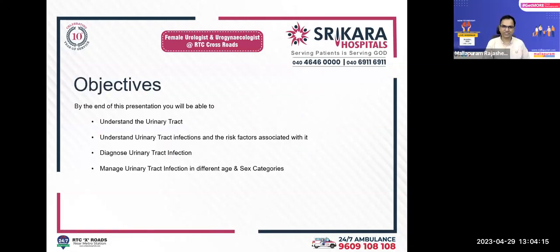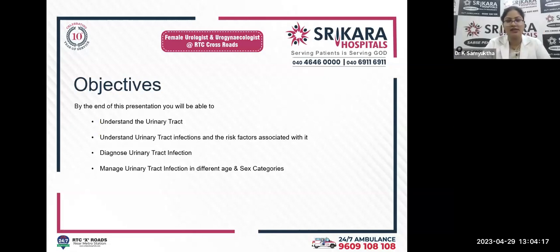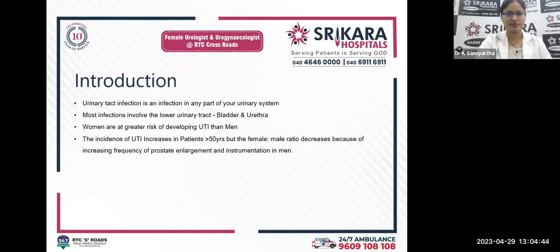Great. So the main objective of this presentation is, first, to understand what a urinary tract is, or what the parts are that a urologist deals with, and then how urinary tract infections occur and what the risk factors associated with it are. How can we, in simple, easy terms and in a very accessible way, diagnose urinary tract infections, and how do we manage infections or stones in different ages and groups.